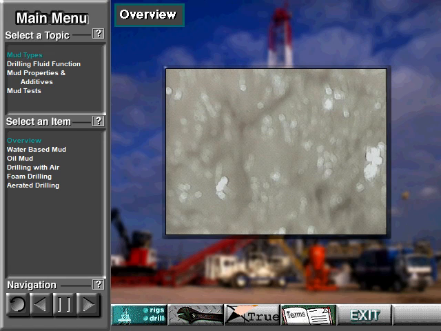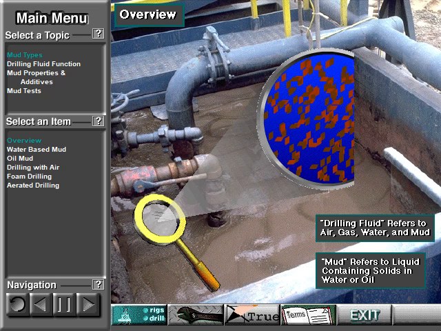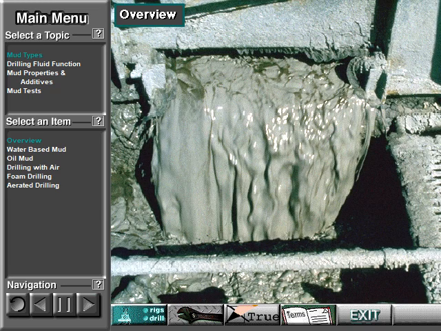Drilling fluid, or drilling mud as many people call it, is a vital element of the rotary drilling process. The term drilling fluid includes air, gas, water, and mud. Mud refers to the liquid that contains solids in water or oil. The mud is made up with clay and other additives that give it desirable properties.